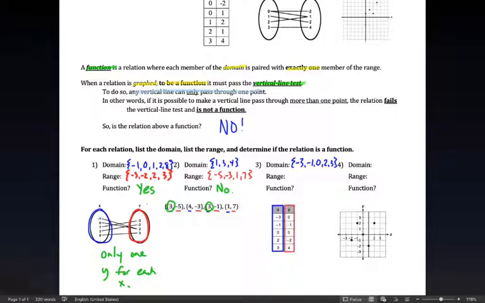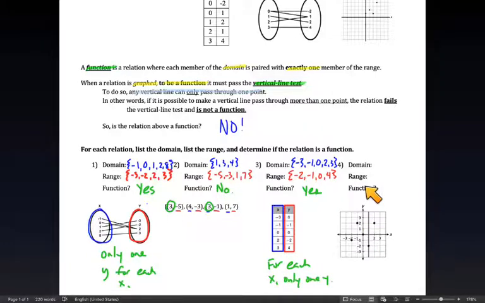All right, if you have a table, the domain's easy to do. Just don't double count any of them. I'm not going to list the 0 twice for the range, for example. That's easy enough. For each x, is there only one y? Yep. X only shows up once in this, so it can't point to more than one y. So that is a function.